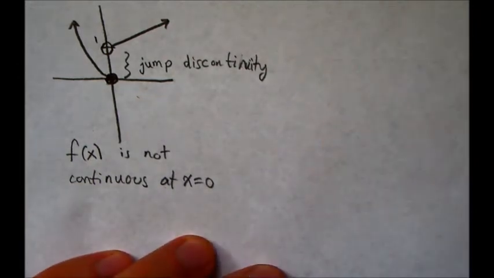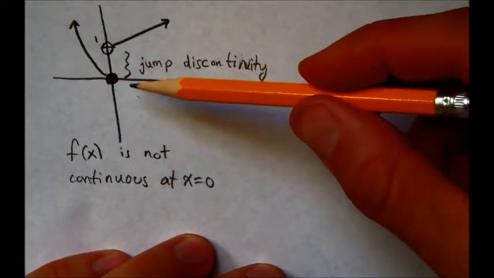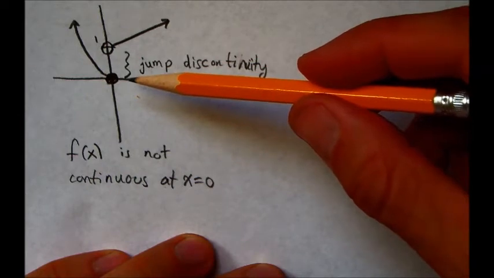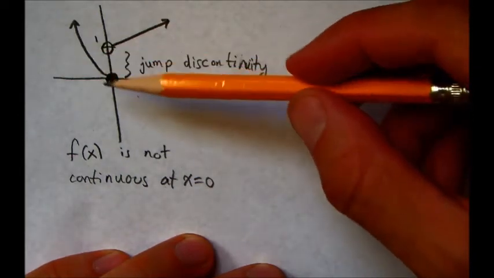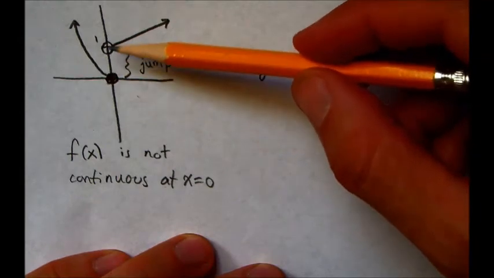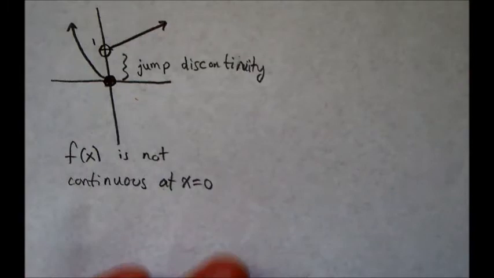Sorry about that. Okay, this one is not removable. You would actually have to redefine the entire right side of the function, shifting it all down to get it to join up with this portion of the graph. Or you'd have to take this half parabola portion and move it up to fill the hole. So this is not removable.